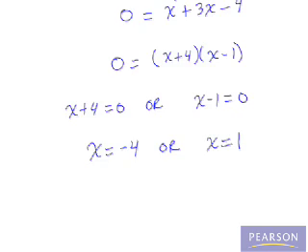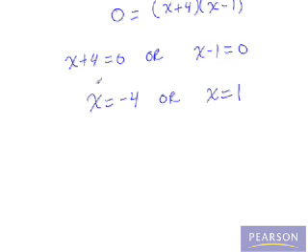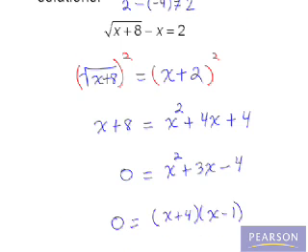So let's let x equal negative 4 in the original problem. Negative 4 plus 8 is positive 4. The square root of positive 4 gives us a positive 2. And what is 2 minus x, where x was negative 4? That does not equal 2. So negative 4 is an extraneous solution. It is out.